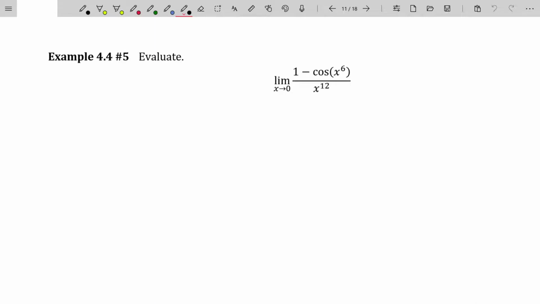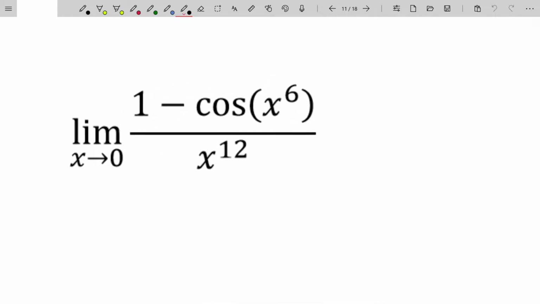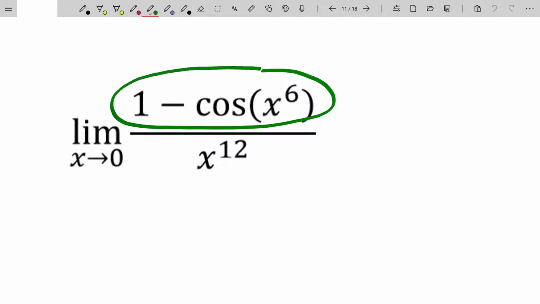Evaluate the limit as x goes to 0 of 1 minus cosine of x to the 6th divided by x to the 12th. This is a fun problem in my opinion. It just takes a little bit of work. First of all, start with trying direct substitution. If you allow x to be 0, in the numerator you get 1 minus 1, which is 0. So I'm just going to go ahead and wrap that up and say this numerator is approaching 0. And obviously the denominator is also approaching 0.